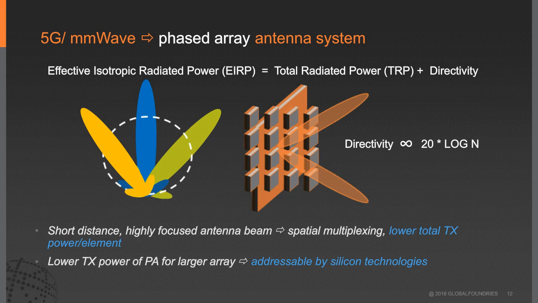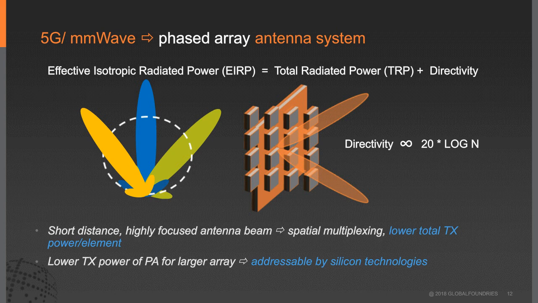As the transmit power requirement is reduced, the requirement of each power amplifier connected to each phased array element is reduced. This allows silicon-based technologies to be used for phased array antennas instead of III-V semiconductors like gallium nitride and gallium arsenide, which are used for high power amplifiers. The key point here is that because of the lower transmit power per antenna element, you are able to use silicon technologies.